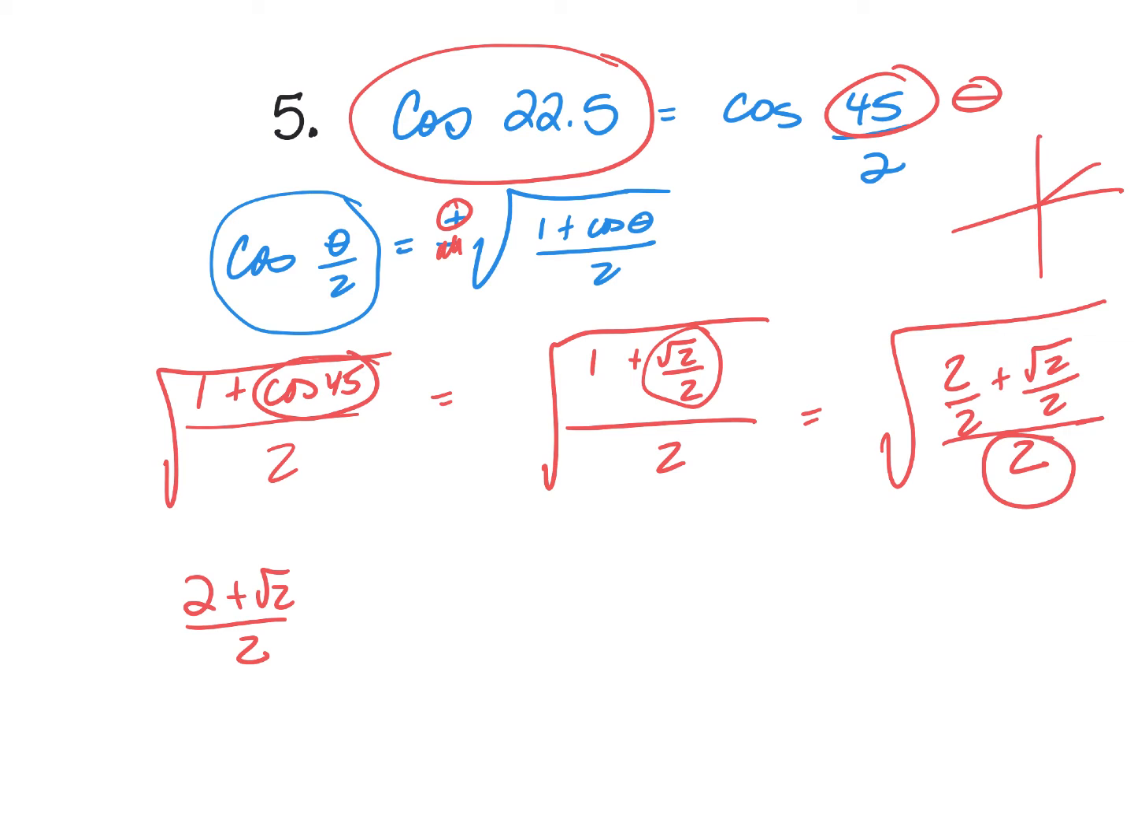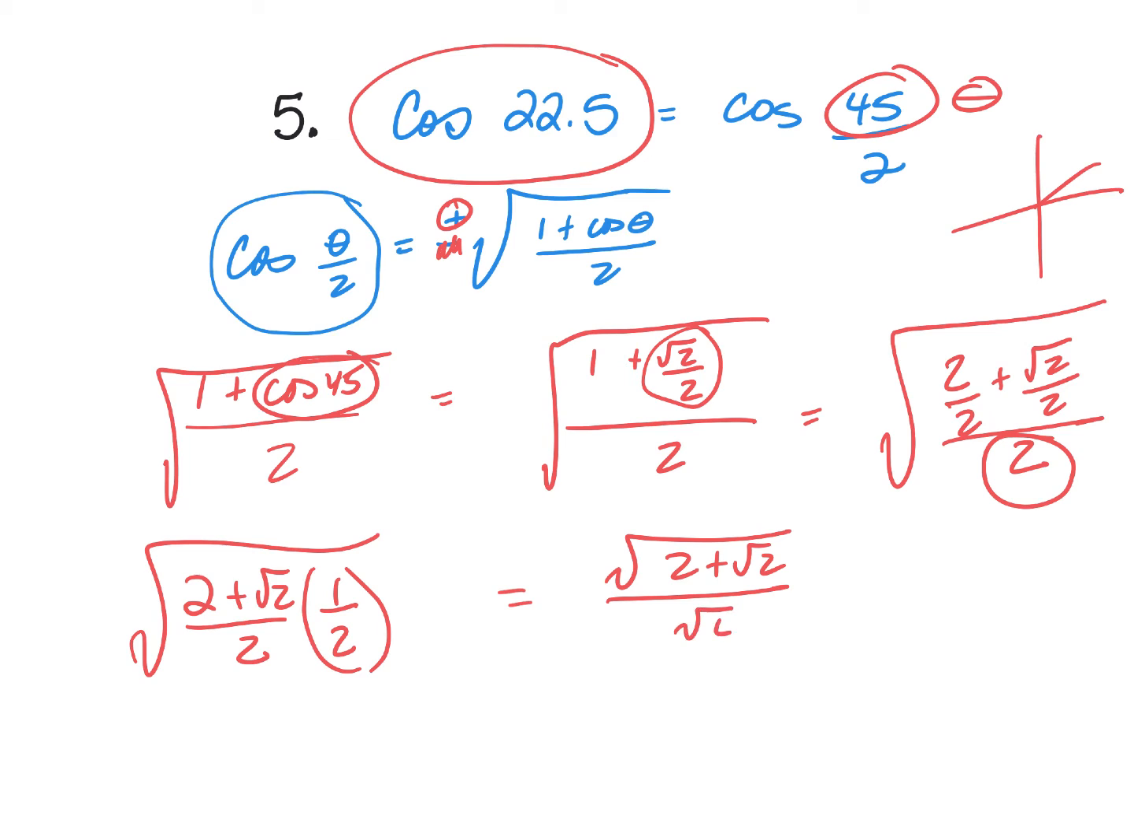And then this guy we multiply by 1/2. Dividing by 2 is the same as multiplying by 1/2. And that equals the square root of 2 plus root 2 over the square root of 4. What's the square root of 4? 2. 2 plus root 2, all under the hood, over 2 is your final answer.